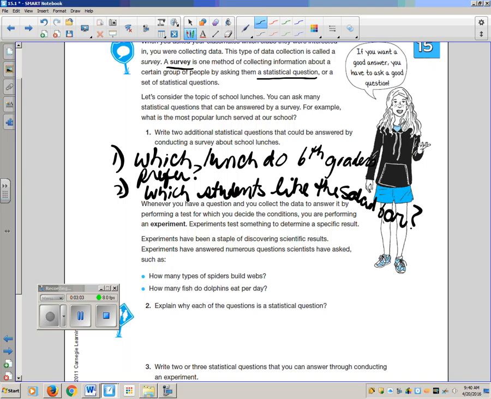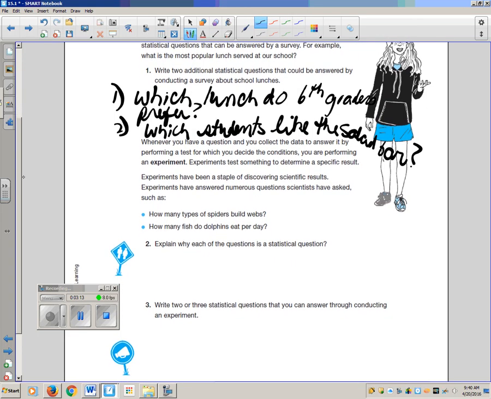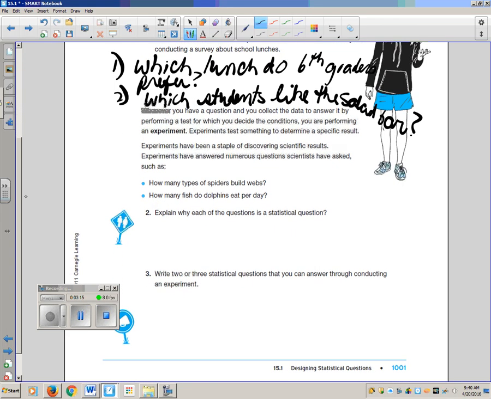Whenever you have a question and you collect the data, answer it by performing a test, you are performing an experiment, just like science class. Experiments test something to determine a specific result. Experiments have been a staple of discovering scientific results. Experiments have answered numerous questions scientists have asked, such as how many types of spiders build webs, how many fish do dolphins eat per day.